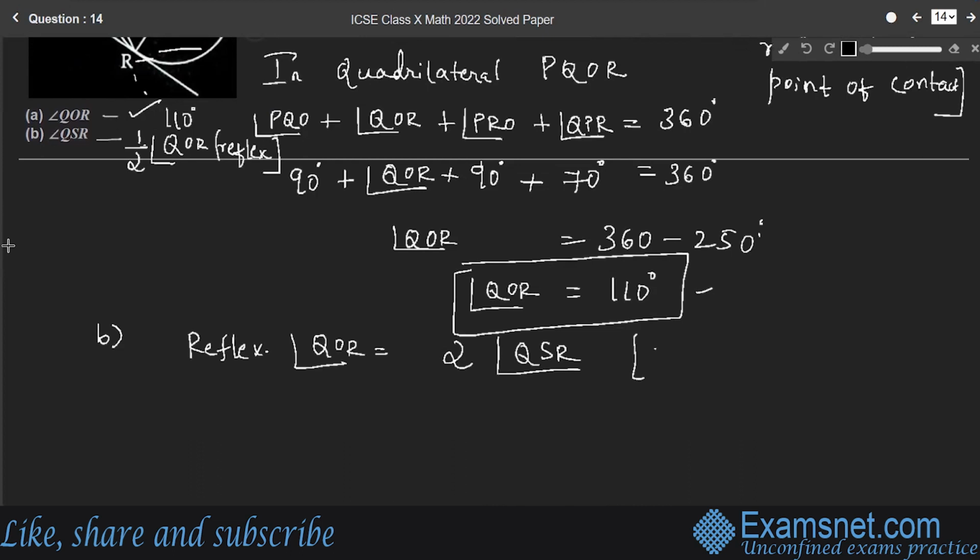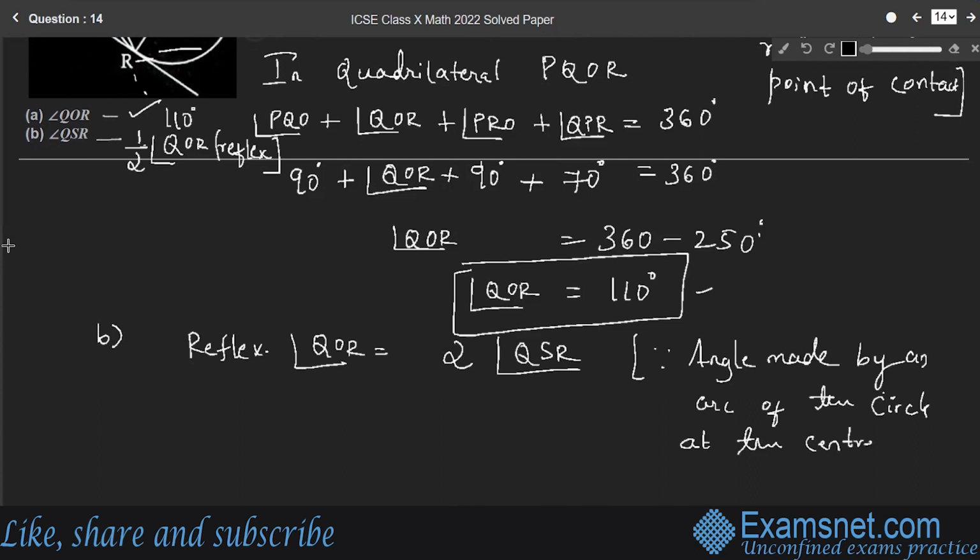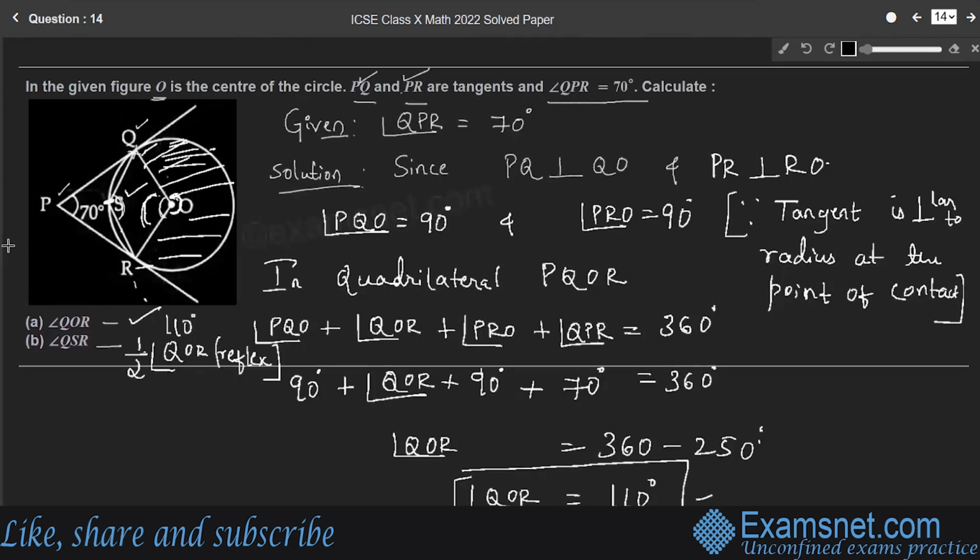So the reason is the angle made by an arc of the circle at the center. At the center, this angle is double the angle made by the same arc at the remaining part of the circle, or at any point on the circumference, right?